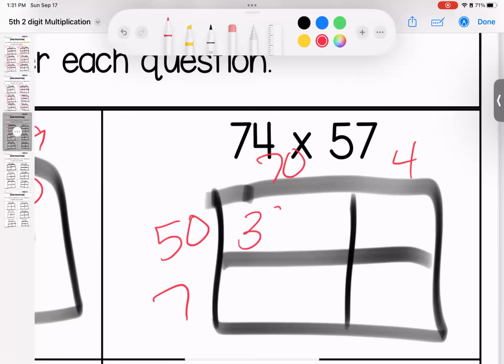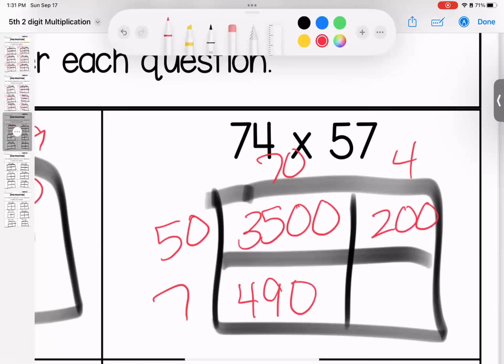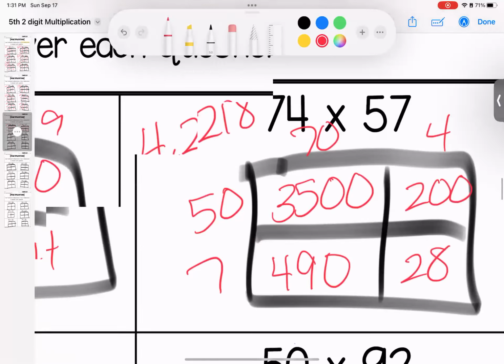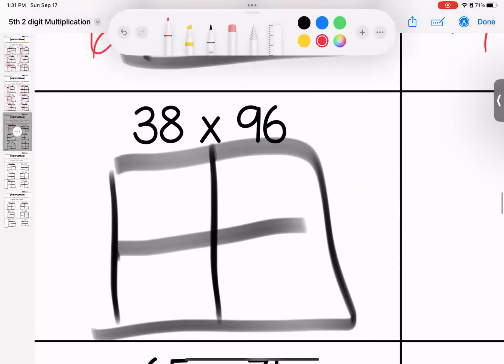70 and 4, 50 and 7. 7 and 5 is 35, 2 zeros. 5 and 4 is 20 and a 0. 7 and 7, 49 and a 0. 7 and 4, 28. All together here, we end up with 4,218.